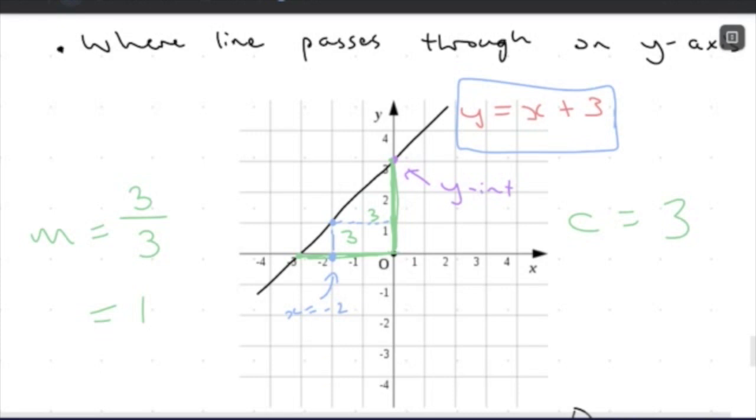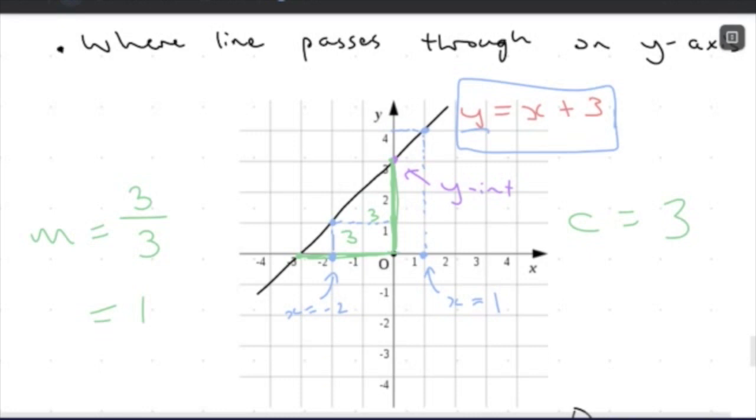Take this point as well. Say at x equals 1, y should be 3 more than 1. And lo and behold, our graph passes through it: when x is +1, my y equals 4 here.